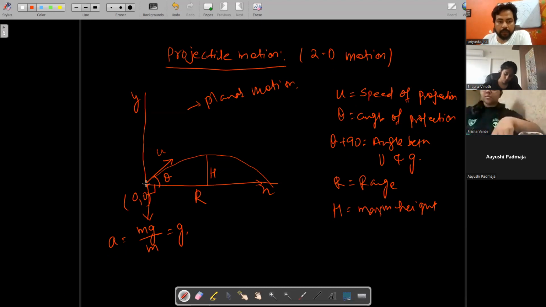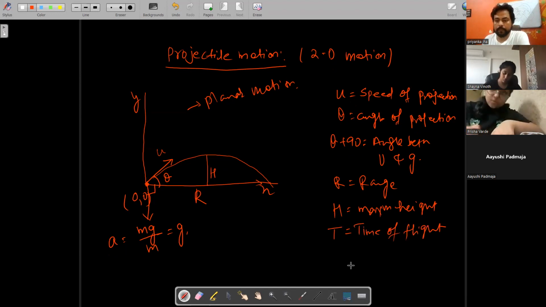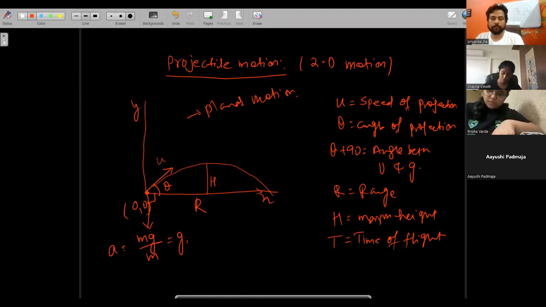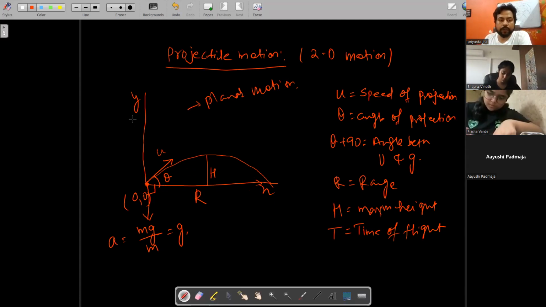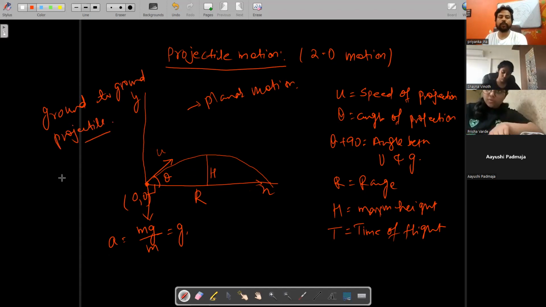After throwing the ball, this ball will take some time to come from this point to this point, right? Time taken in the complete journey is known as time of flight. And you can call it a ground to ground projectile, because you throw the ball from the ground and it comes back to the ground.